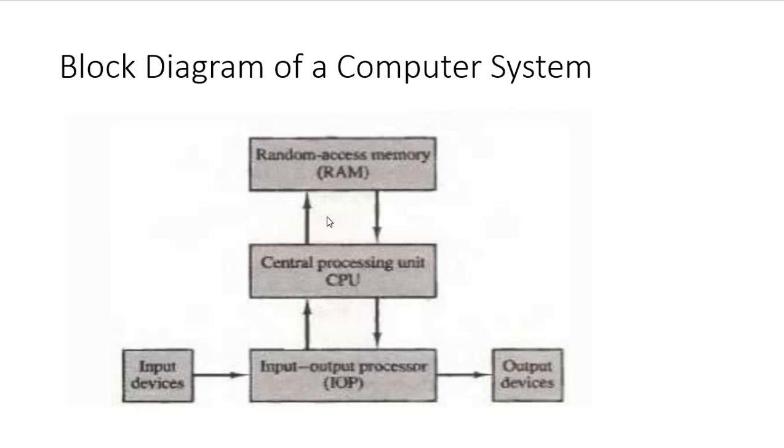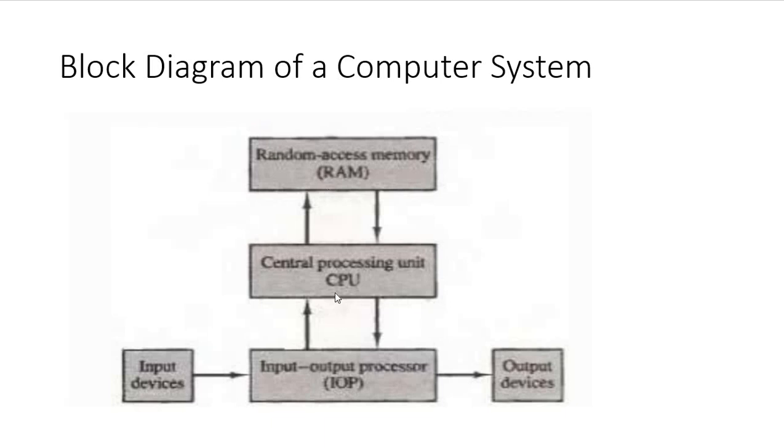The CPU can read the data from the RAM, and it can also write the data to the RAM. So this is actually a read-write memory. You can read the data as well as write the data to the RAM.